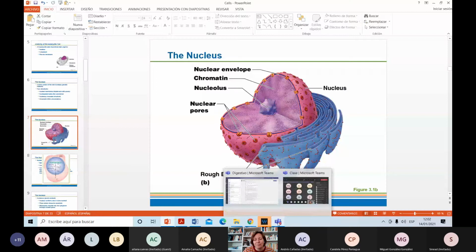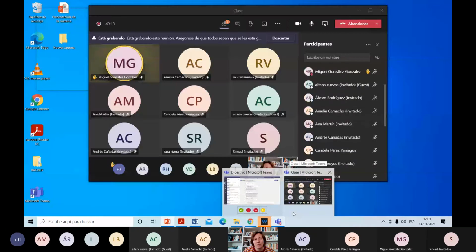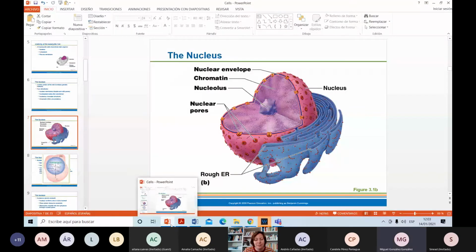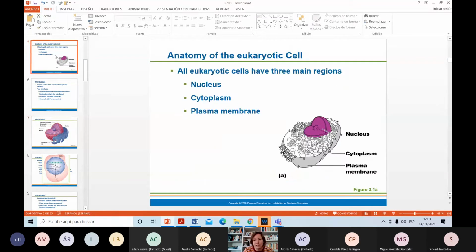Does anyone help Celia? What is the name of the organelle that is produced in the nucleolus? Miguel is raising his hand to answer. Ribosomes. Ribosomes, okay. Ribosomes in this picture are represented by those tiny red dots. If you look, what are the other organelles? Mitochondria. Is it possible for mitochondria to be produced in the nucleus and go out through the nuclear pores? Do they fit through there? No way.